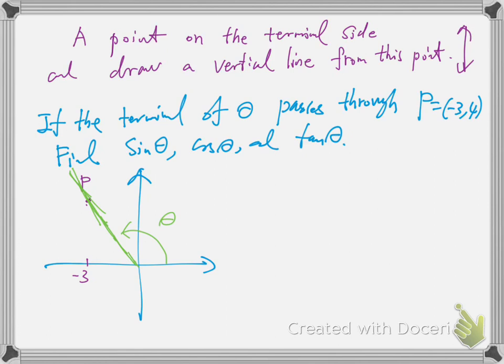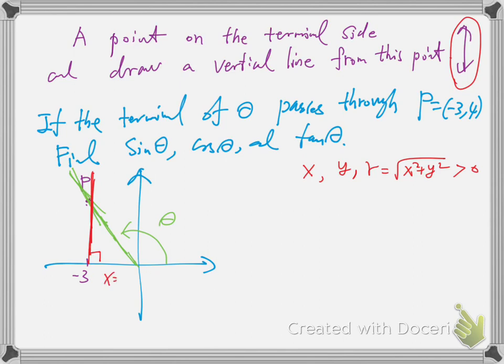So now the important thing is we draw a vertical line, an up and down line, passing through P to make a right triangle. So now we can label the three sides of the right triangle using x, y, and r. So here r is the square root of x squared plus y squared. r is always positive. So now let's label x, y, r. x is -3, y is 4, and then r is 5 using the Pythagorean theorem, right?